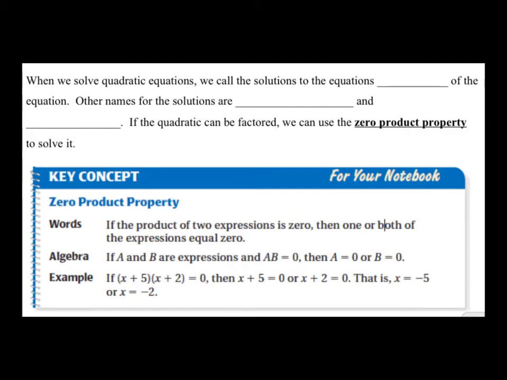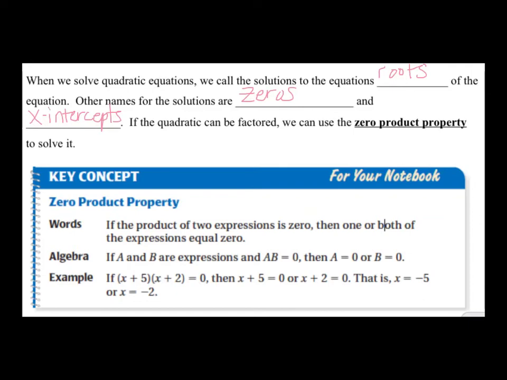When we solve quadratic equations, we call the solutions to the equations roots of the equation. Other names for the solutions are zeros and x-intercepts. If the quadratic can be factored, we can then use the zero product property to solve it.